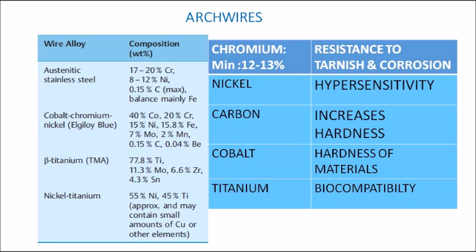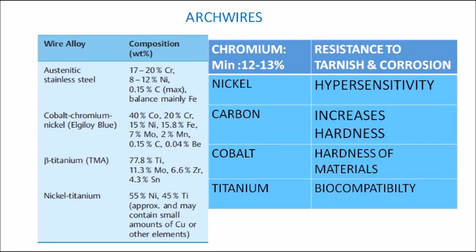If you're talking about stainless steel, the major component is chromium, 17 to 20 percent, and this is the chromium which provides resistance to tarnish and corrosion. For chromium to provide resistance to tarnish and corrosion, a minimum of 12 to 13 percent chromium should be present in your arch wire. Now nickel, one of its drawbacks is that it causes hypersensitivity. So most of the time we try to reduce the percentage of nickel in the arch wires.